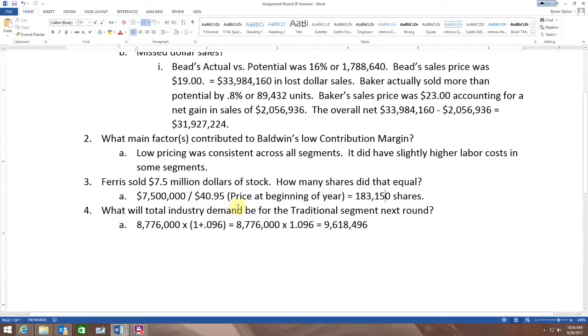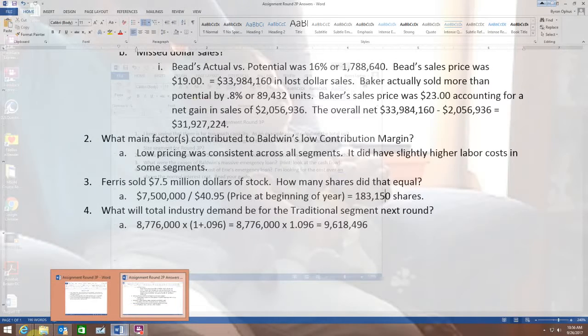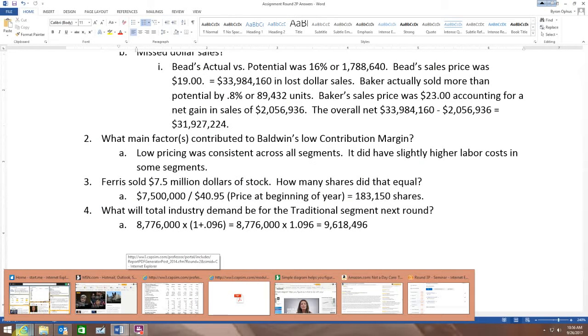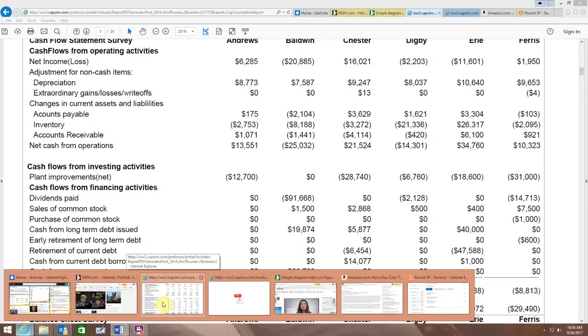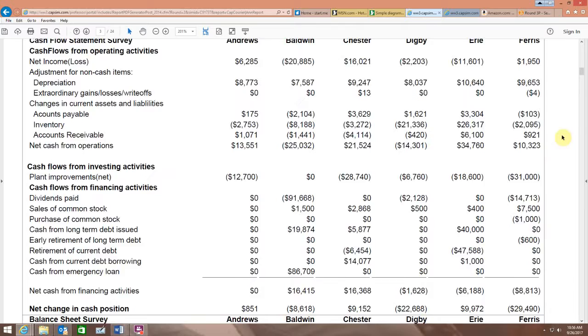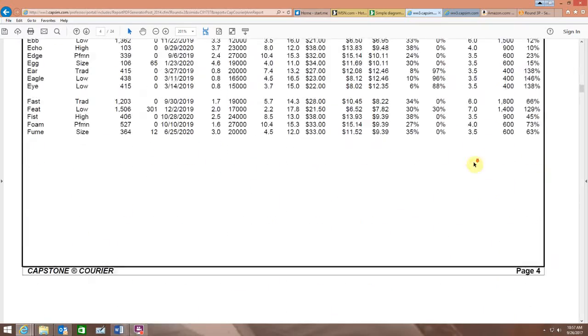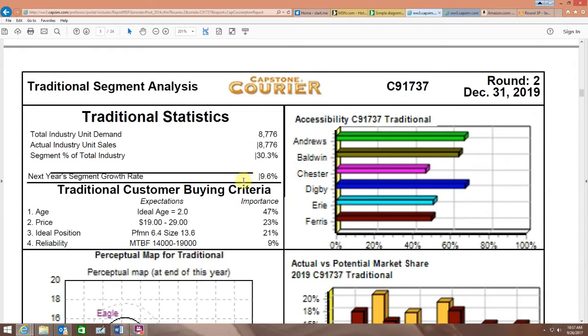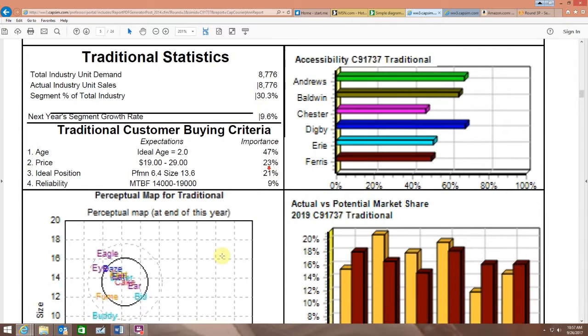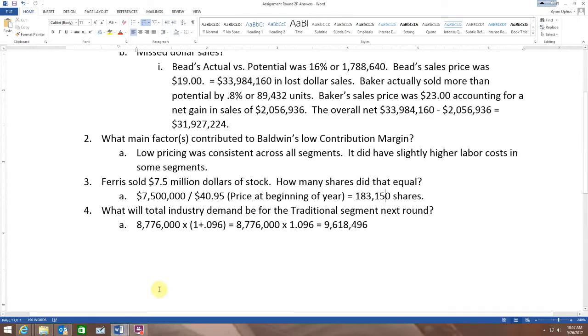So what will total industry demand be for the traditional segment next round? This is good stuff to calculate each round, and you should do it for every segment, because it gives you a better idea what you're looking at. It also means that you're paying attention to what's going on, because it won't always be consistent. We might have a recession or something, but it's going to forecast those for us. So which segment did I say here? Traditional.